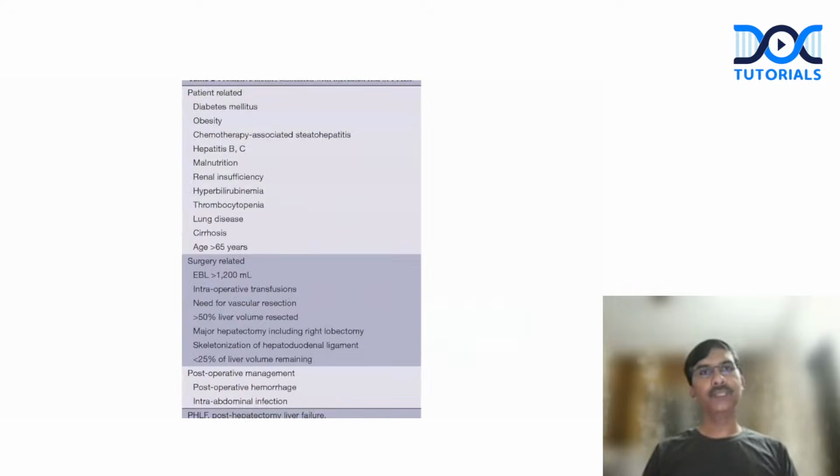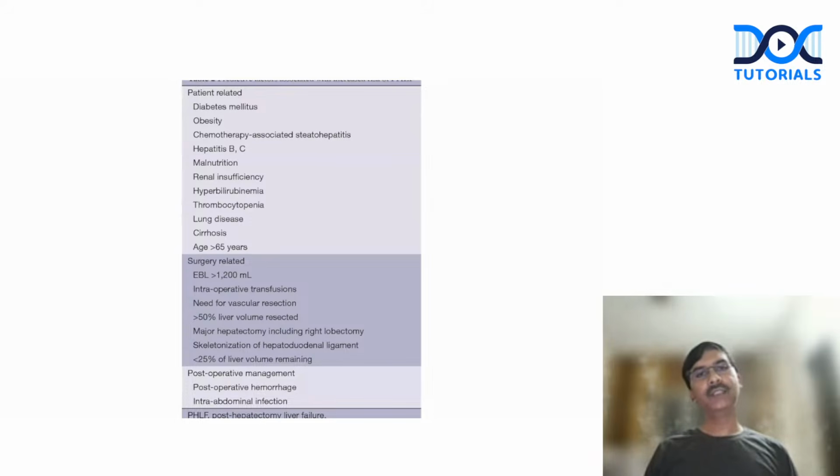So these are a few risk factors which can be patient related, surgery related, and postoperative related. Patient related includes diabetes, obesity, chemotherapy associated steatohepatitis, viral causes for cirrhosis, preoperative malnutrition, preoperative biliary obstruction, renal failure, severe thrombocytopenia, preoperative lung disease, and age greater than 65 years.